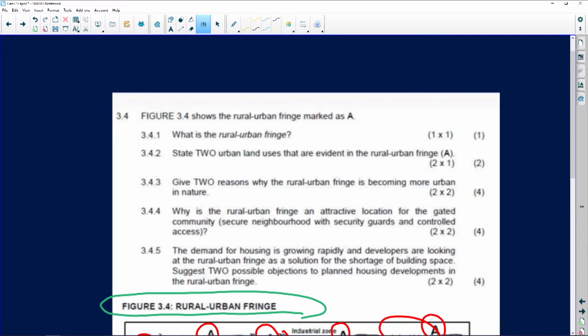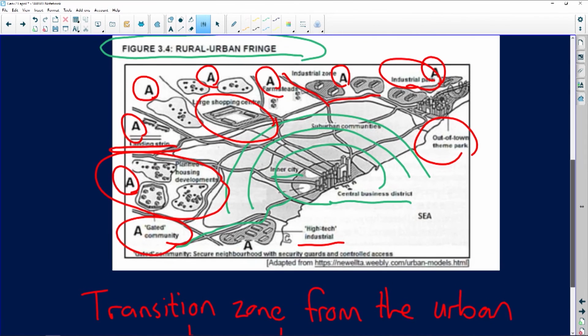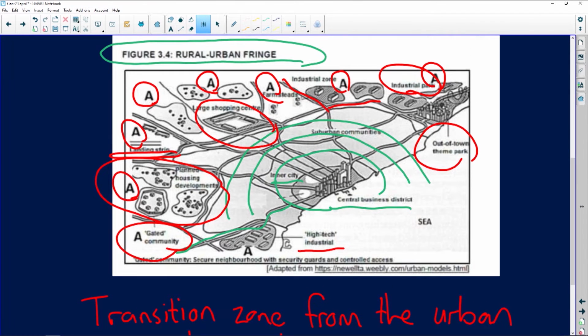State two urban land uses that are evident in the rural-urban fringe. Now, we have identified quite a few. Let's just quickly go and have a look at them again. The answers are right there on this diagram.